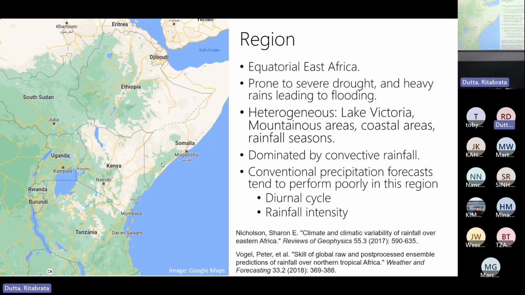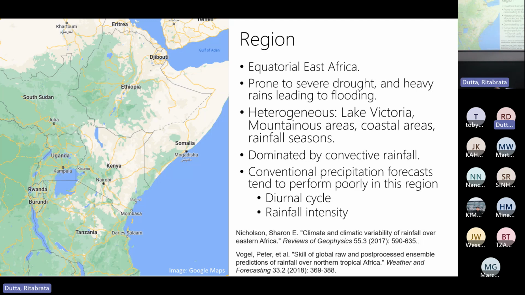I'll just give you a bit of an introduction to why we're interested in this problem. This is what some people might call equatorial East Africa. It's got quite a lot going on, a lot of diverse areas. Some of you may know that it is currently going through one of the worst droughts in 40 years. There's a lot of drought going on, but it's also prone to flash flooding. There's already been significant flooding this year in Somalia, Ethiopia, and Uganda.